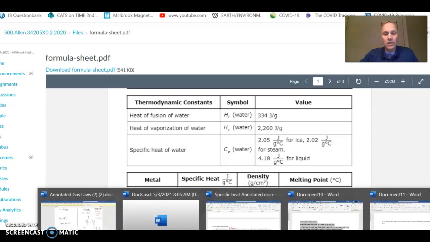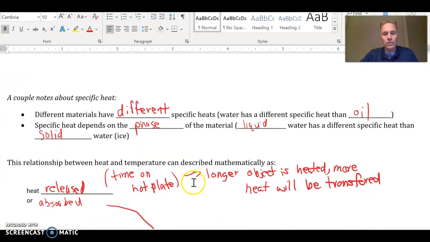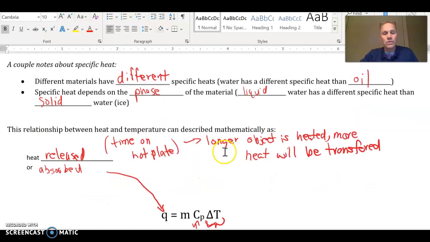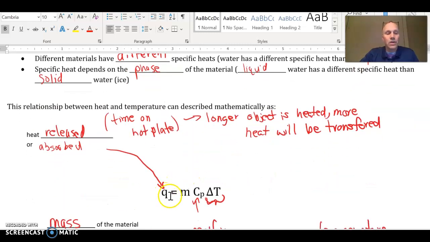So let's take a look at the equation that we're going to use here. The equation is this one right here: Q equals mCp delta T. Q stands for heat either absorbed or released by the material. You can do it if something's absorbing heat. For example, if you put an object into a flame, it's going to absorb heat from the flame. That's going to cause its temperature to rise, which is going to be reflected in this thing right here, the change in temperature.